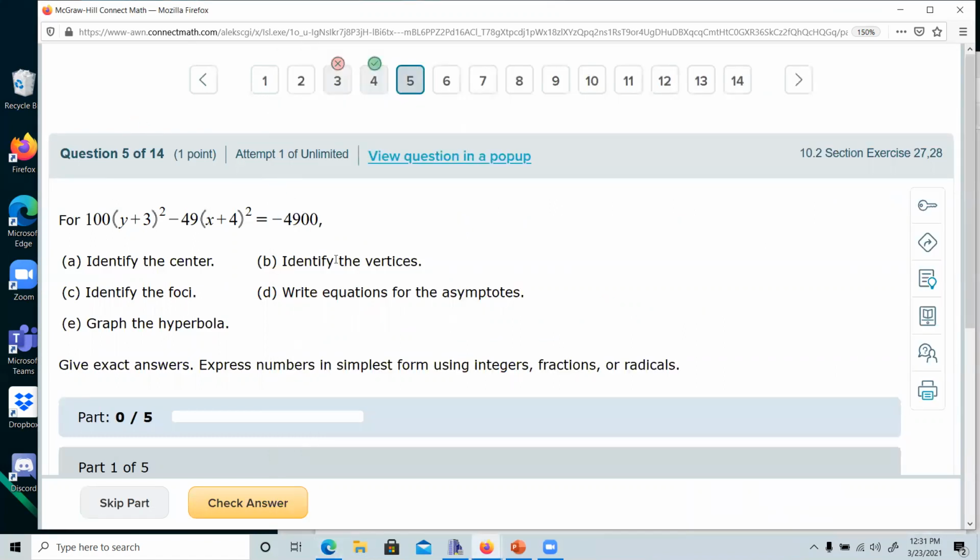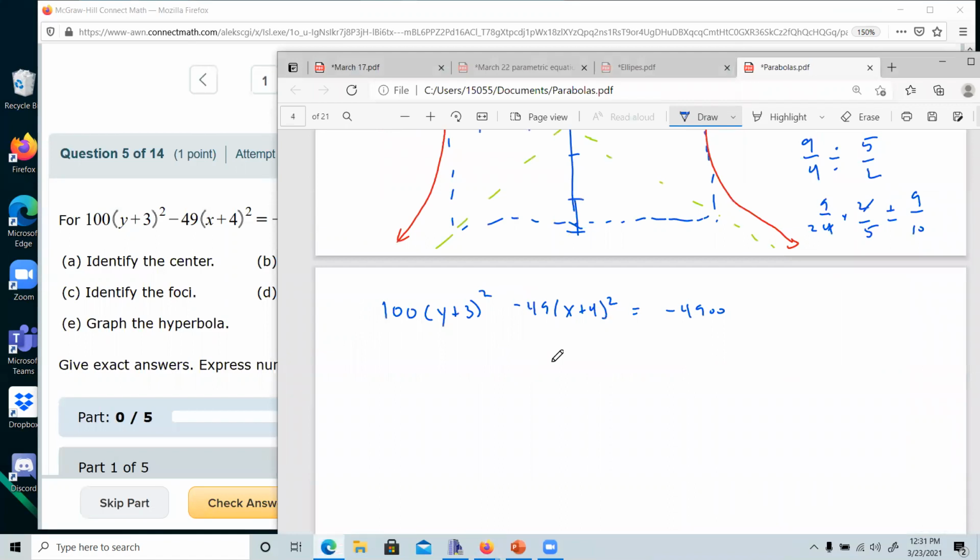One of the first things you always have to do with a hyperbola is put it in the proper form. You have to do that with ellipses, you have to do that with circles, you have to do that with hyperbolas. Parabolas, not so much because you have a lot of practice graphing parabolas. But what we're going to do is we have to divide everybody by negative 4,900 first.